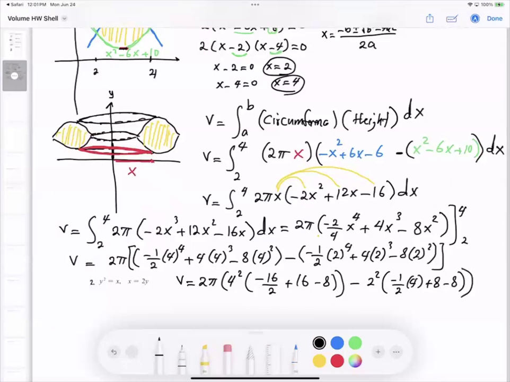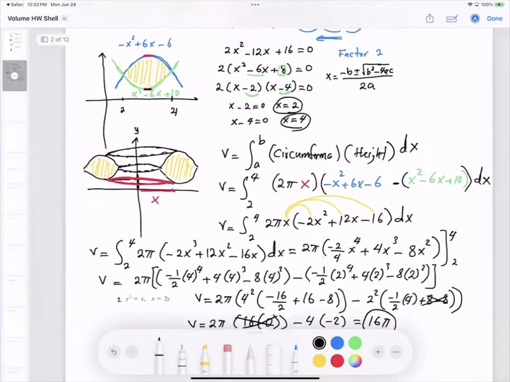Okay, it's not that bad. These two get canceled out. So the volume is 2 pi times 16. You get negative 8 minus 8, so this term becomes just 0. And you have minus 4 times negative 2, which gives you 8 times 2, or 16 pi. So the volume of this object is 16 pi using the shell method.